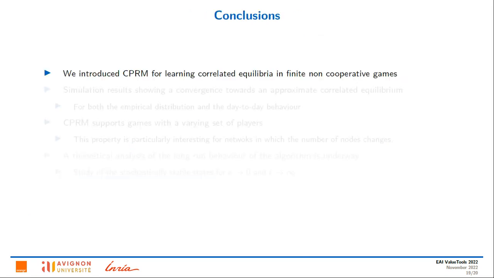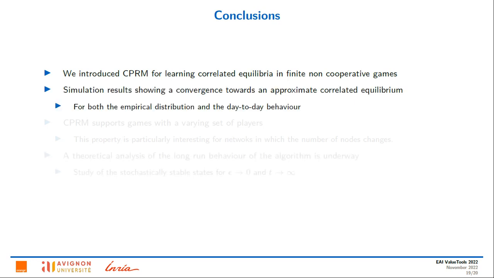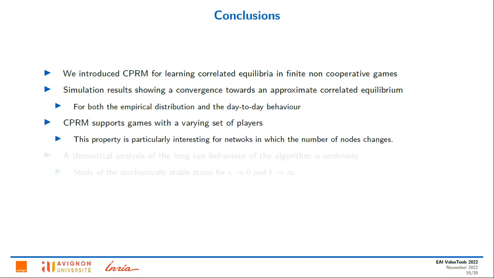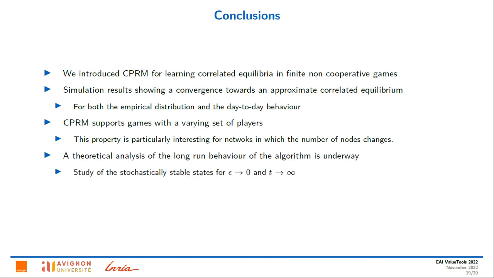To conclude, we introduced a new learning rule, CPRM, for equilibria in finite non-cooperative games, and we obtained encouraging simulation results showing convergence towards an equilibrium point. We also present an adaptive version that deals with changes in the game, and we still have to conduct a detailed analysis of the convergence of the process.